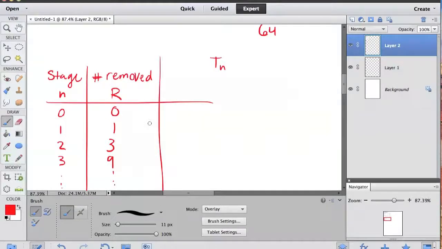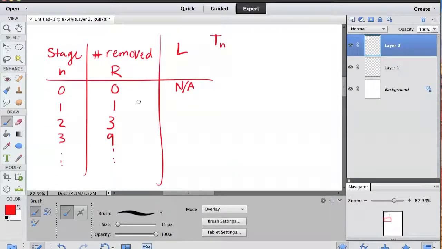Dot, dot, dot. And then in the last column I'm going to put the side length of the triangles that are being removed per stage. So in the first stage we don't have any triangles removed, so this length is not applicable. In the next stage, our length is a half. In the following stage, our length is a quarter. In the next, our length is 1 over 8. And then we continue.